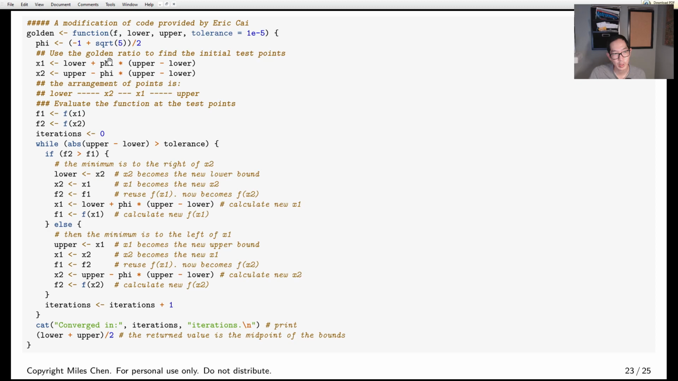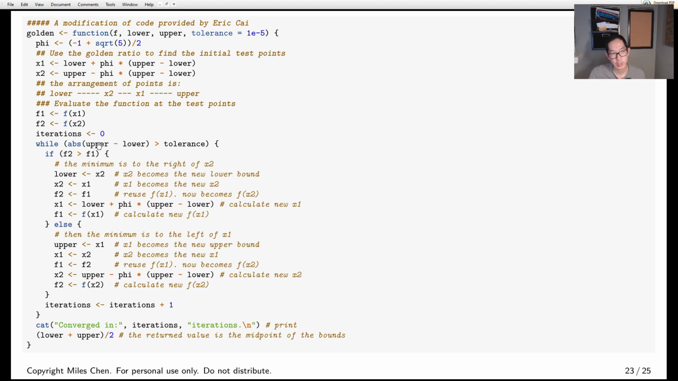x1 is the lower bound plus phi times (upper minus lower), and x2 is the upper bound minus phi times (upper minus lower). And the arrangement of points is going to be lower, x2, x1, upper. We're going to evaluate the function at x1 and x2. That will give me f1 and f2. I'll start off at just iteration 0. And then we're going to run this while loop.